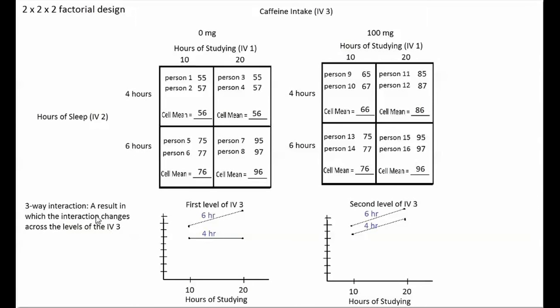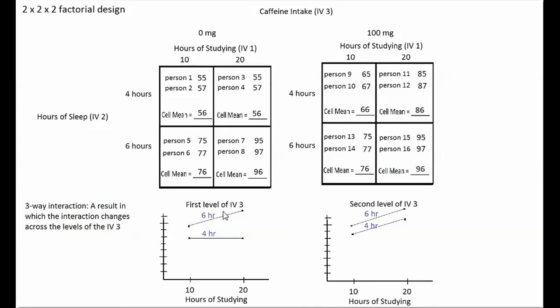Well, right here, we have the definition. A three-way interaction is a result in which the interaction changes across the levels of the third independent variable. When I plotted these 4 cell means in a graph, I saw an interaction right here. But when I plotted these 4 cell means in a graph, I didn't see an interaction.